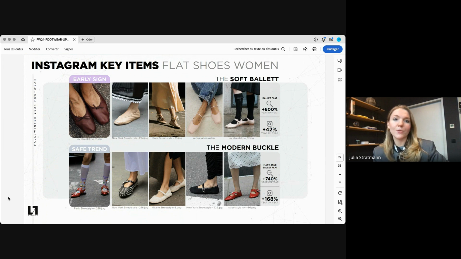And at the same time, we've got these more contemporary interpretations with buckled flats that represent a safe trend. They are blending femininity with a more modern, stylized look. And with this contemporary style, we've already experienced a notable growth of 168%. So this showcases the popularity and versatility of this buckled, almost Mary Jane reinterpreted style.